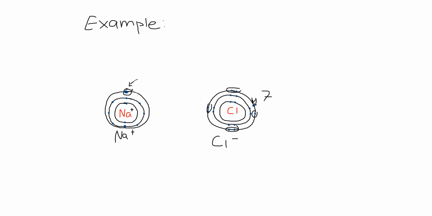Let's take a look at this classic example of sodium and chlorine. Sodium has 1 electron in its outer shell, and chlorine has 7 in its outer electron shell. Sodium would be more stable if it lost 1 electron, and chlorine would be more stable if it gained 1 electron. So sodium transfers its 1 outer electron to chlorine.